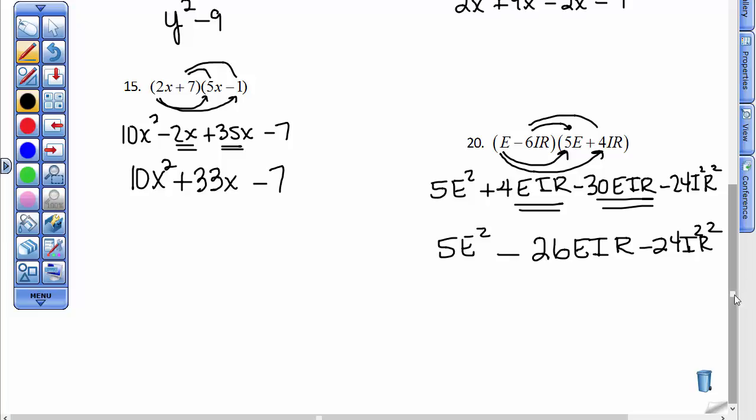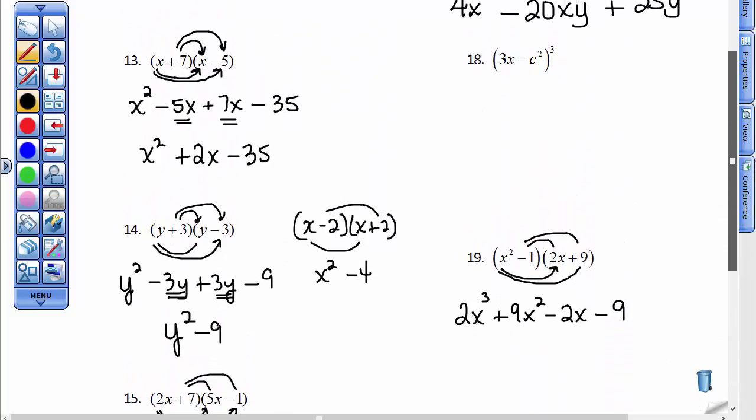Let's go back and catch this problem right here. Hopefully I have enough space to do number 18. So it says to cube 3x minus c squared. So I'm going to have to write kind of small. It means to take 3x minus c squared and then multiply it by 3x minus c squared and then multiply it by 3x minus c squared. That's what I mean when I ask you to cube something. You can only do one binomial times one binomial at a time. There is a shortcut to this, but this is the best way for us to learn this.